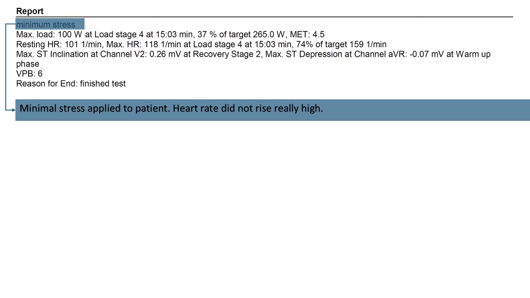Alright, however, what this tells us is firstly minimum stress. So what this means is we didn't apply a lot of stress to the patient, and it determined that by means of the low increase in heart rate during the test.